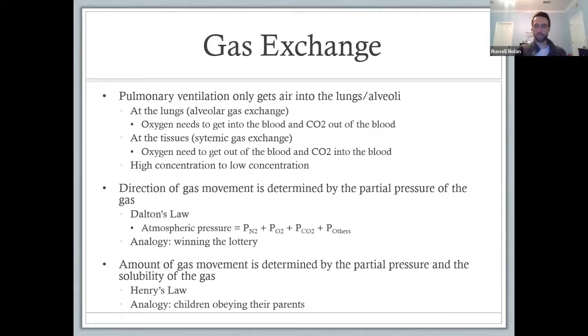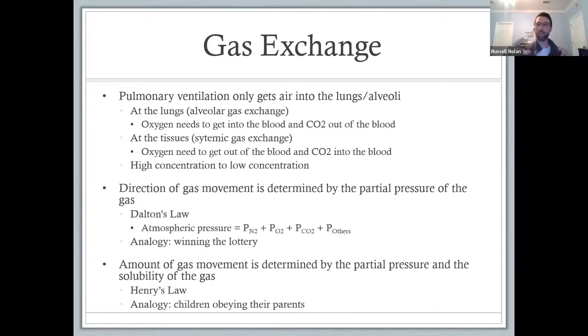That's what Henry's law is talking about: you can think about how easy it is for children to obey their parents. And specifically, this applies to the fact that oxygen has a very low solubility in water or in the blood, and carbon dioxide actually has a very high solubility.